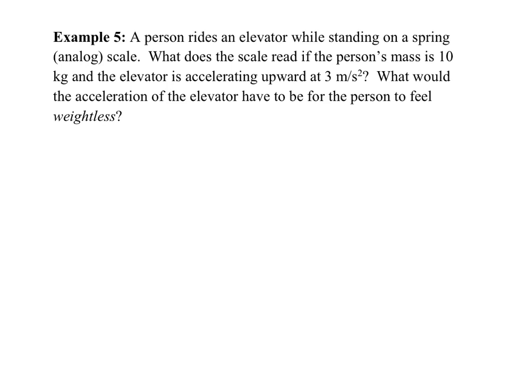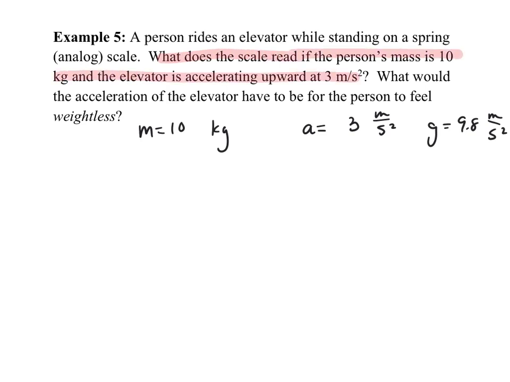So we're told that the person's mass is 10, so let's start writing stuff down. The mass is 10 kilograms. The acceleration is upward, so I'm going to call that a positive. And you know g is 9.81, or 9.8 meters per second squared. Those are the 3 things that we know. And we're going to attack the first problem first. What does the scale read if the person's mass is this and accelerating up? We'll get to the second problem in a moment. So here's the 3 givens: mass, acceleration, and g.